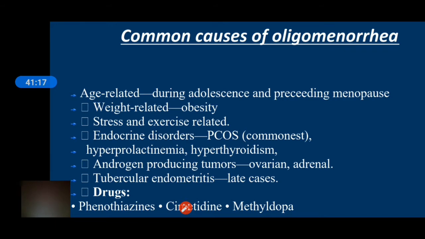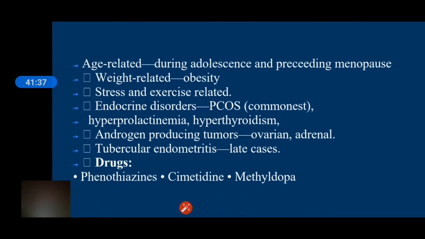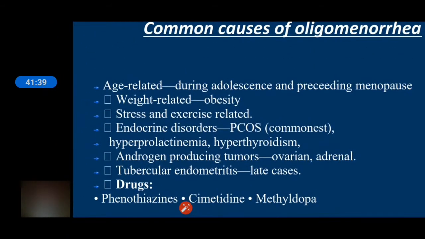See, we have seen before that tubercular endometritis in the early stages causes heavy bleeding, that is menorrhagia, whereas in the late stages tubercular endometritis causes oligomenorrhea. So tubercular endometritis in the early stages causes heavy bleeding, whereas in the late stages it causes delayed cycles or oligomenorrhea. And certain drugs can also cause oligomenorrhea.